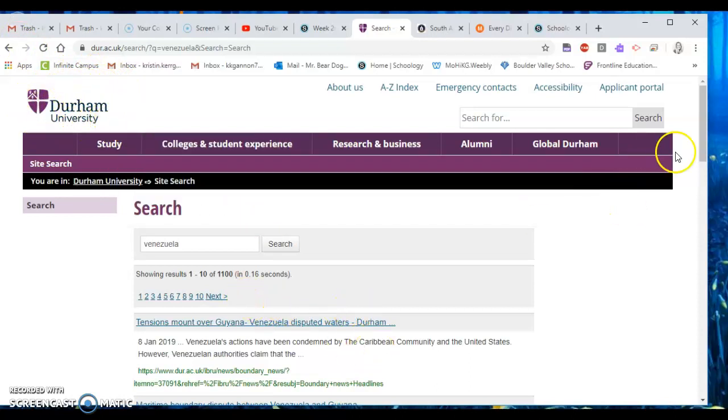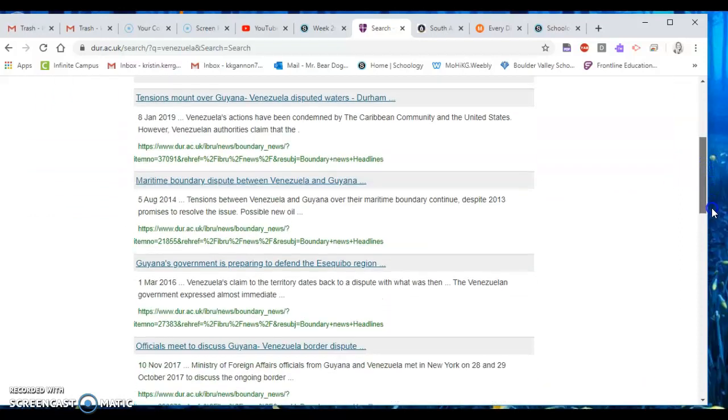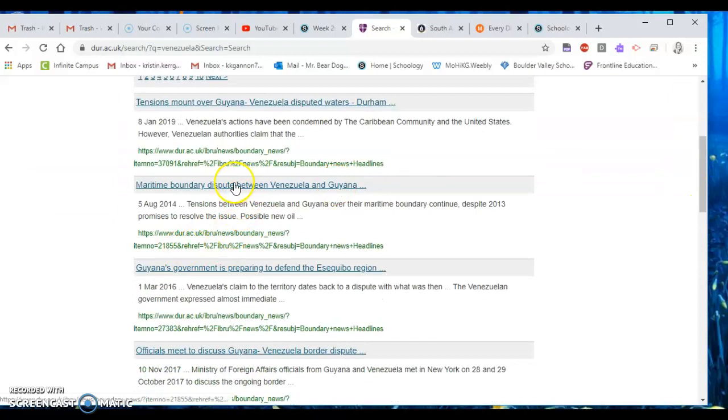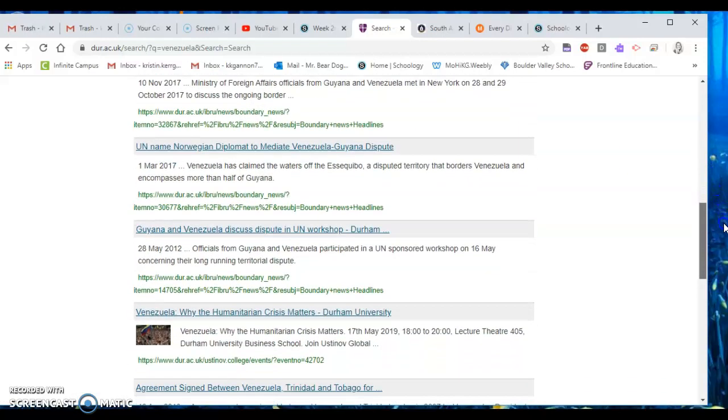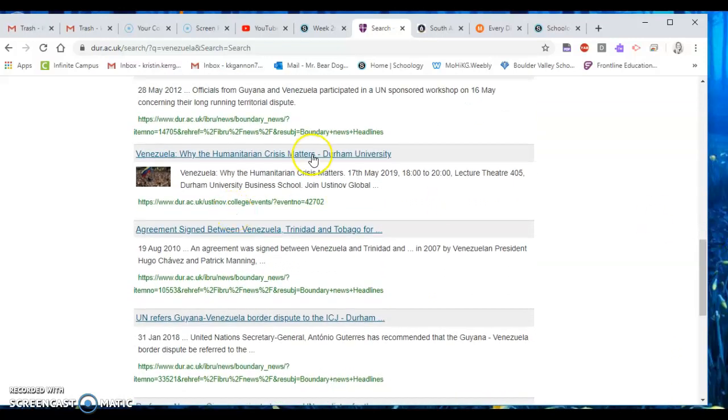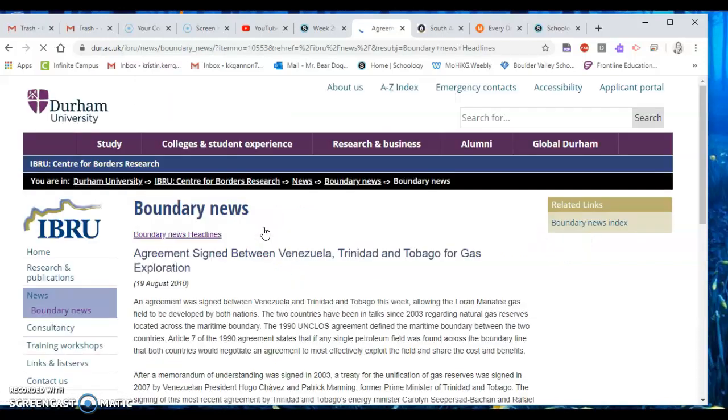Well, it's written for college level readers, so I may click into some of these and I'm like, oh, I don't know, big words. I don't know what this is. Oh, yeah, okay. That one was the one I just clicked into, that there's disputed waters or a maritime boundary dispute. But I could come down a little bit further and see what else is going on. Oh, there's a humanitarian crisis. I could click into that. Trinidad and Tobago, it looks like they're in some type of agreement with Venezuela, and I would have to click into this article to see what that problem is. Oh, gas, that's right, because there's so much oil coming out of Venezuela.